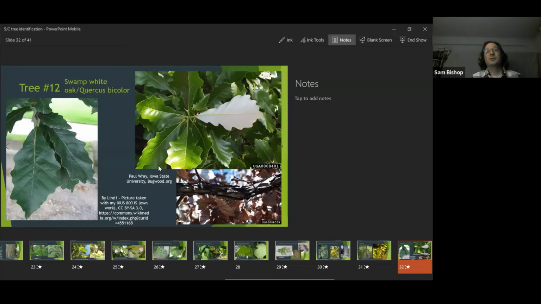Another good clue for the swamp white oak, why it's called the white oak, is when you turn that leaf over, like in the top right photo, it's got that very pale underside, and if you rub it, it feels like velvet. So another good identification clue for these. That's not just, you know, leaves in the visual.